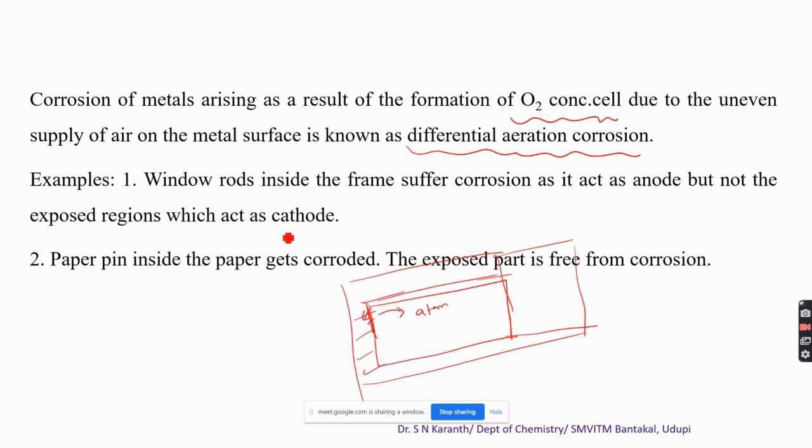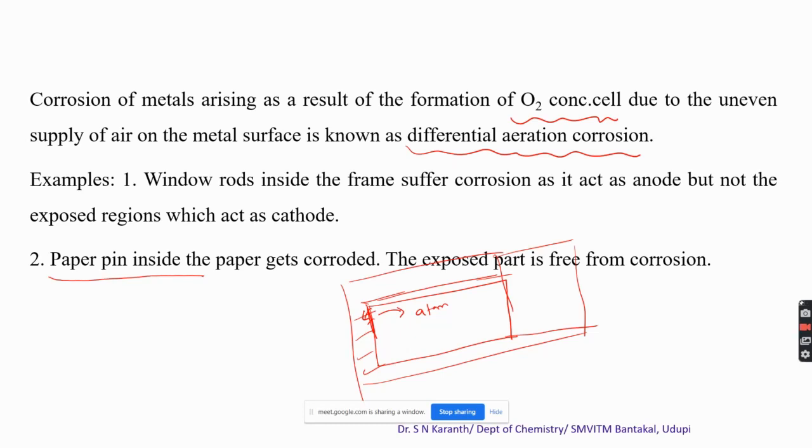Another simple example is the paper pin. You may have seen in your last semester notebooks, if it is pinned, or a Xerox copy, it is usually stapled there. If you take it out and look at the pin, the part below that is exposed to the paper side usually undergoes corrosion, or some red colored deposition is observed, because the pins are usually made of steel.